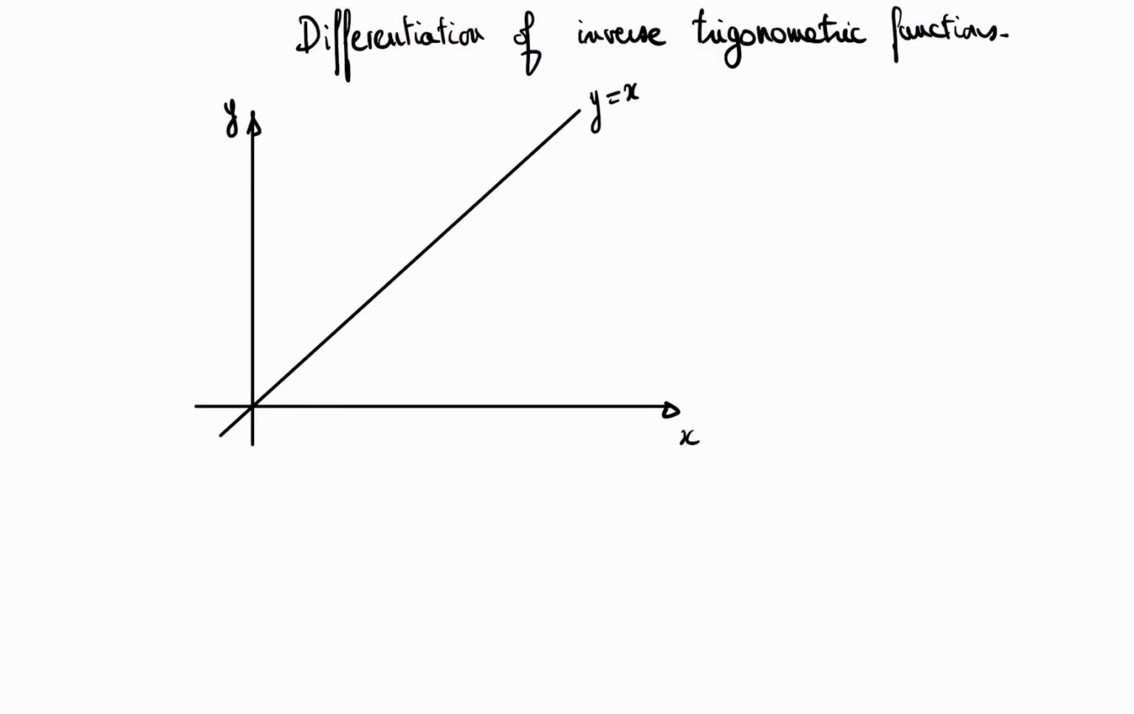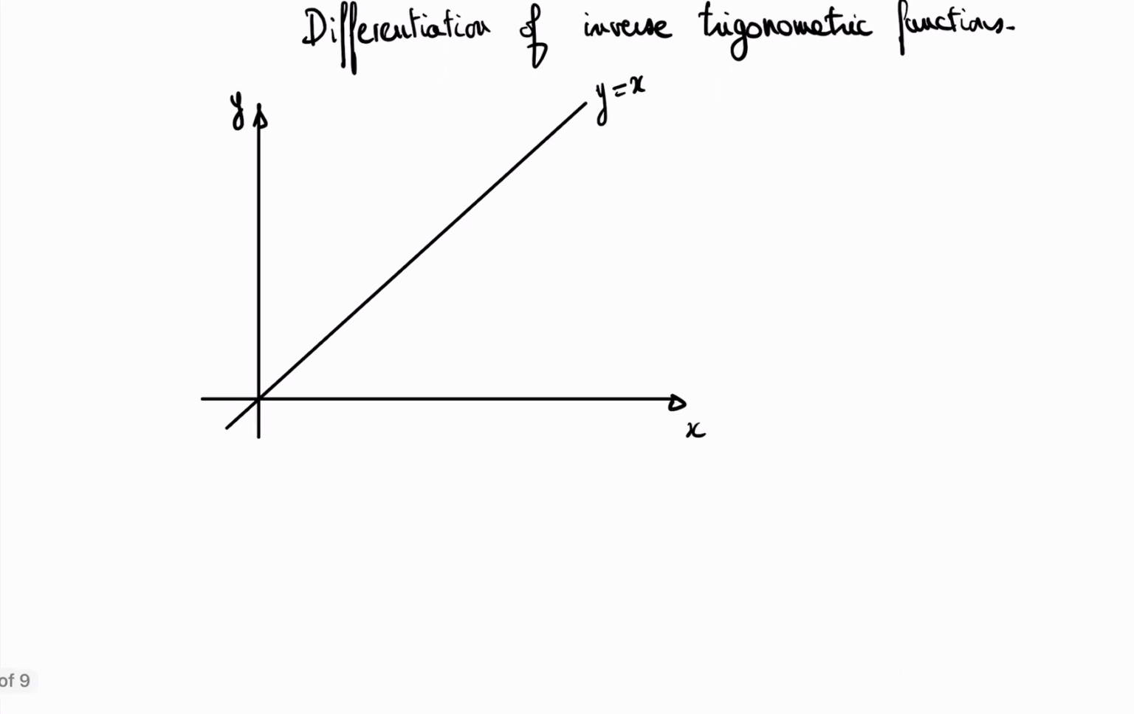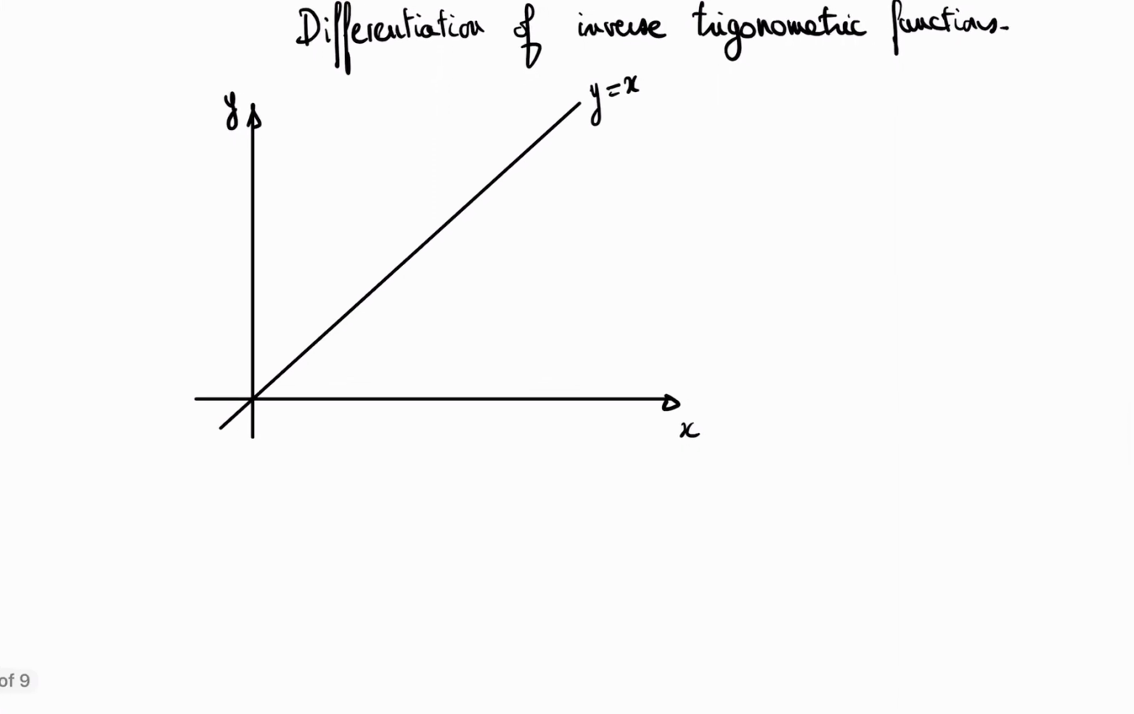So what we have to remember about the inverse function is that if we have, say, a function which is like this, and the inverse function would be like this. They are basically symmetrical with regard to the line y equals x. We've seen that in previous lessons.